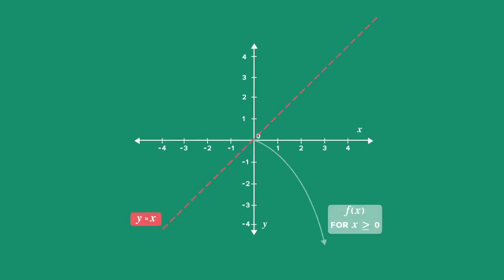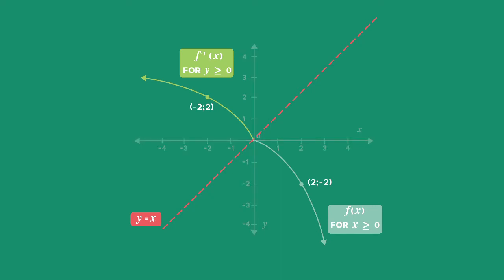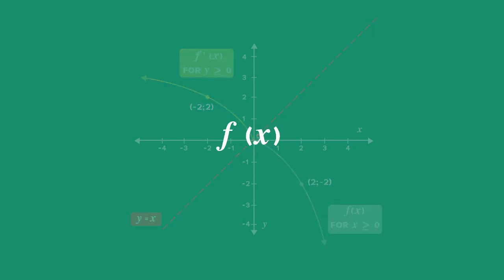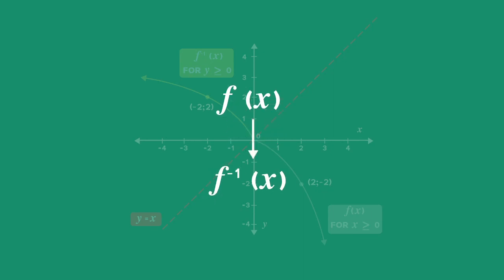Use symmetry about the axis of symmetry y equals x to sketch the graph of the inverse of f of x. You can check the inverse graph by looking at some points on the graph. For example, 2 and negative 2 on the function will be negative 2 and 2 on the inverse. Look at the graphs of the function and its inverse. You will notice that they are both functions. The restricted domain of f of x led to a restricted range for the inverse function.